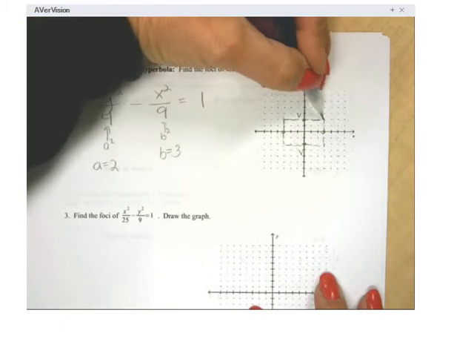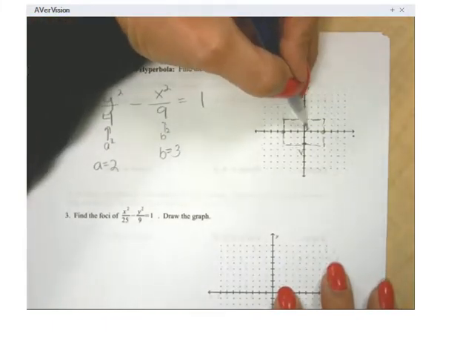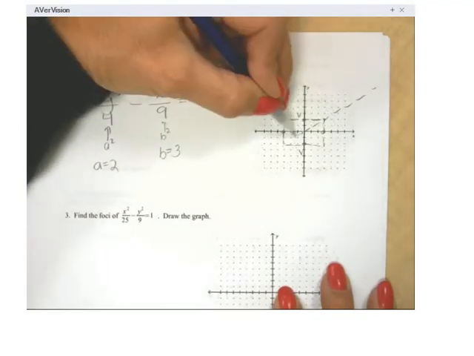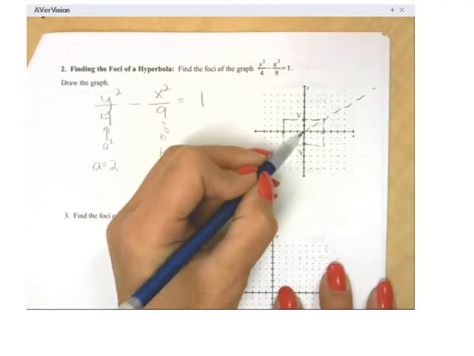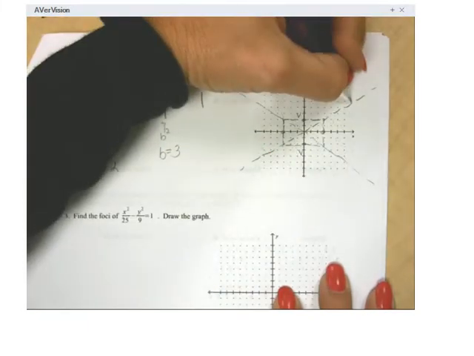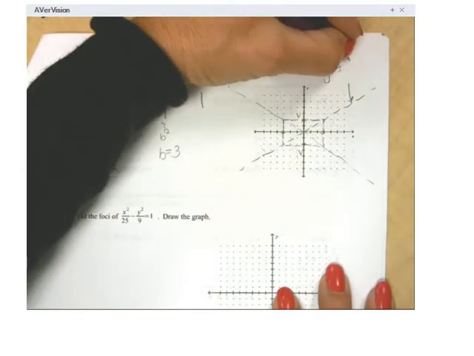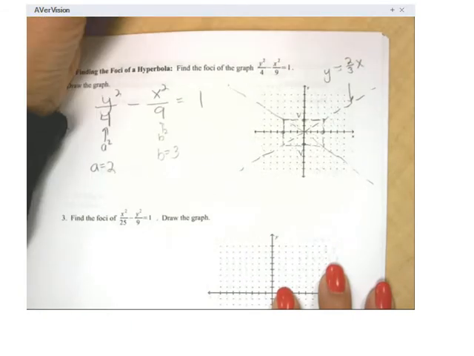These are not on the hyperbola. They're guidelines for my box. All right, I'll try to keep my hand kind of out of the way. Being a lefty, kind of hard to do that. But there's my box. Now I'm going to draw my asymptotes. Once again, we weren't asked to find the equation of the asymptotes on this. It said to find the foci, but we're going to do it anyway.